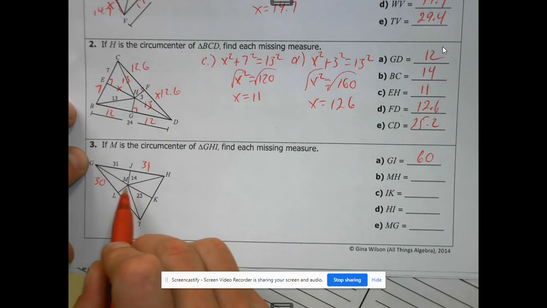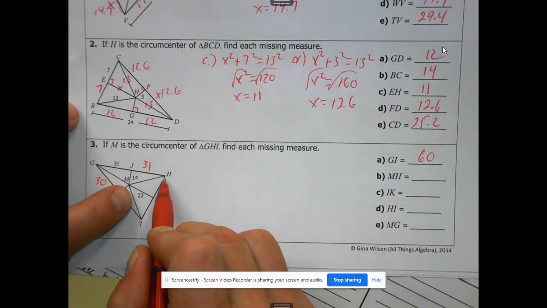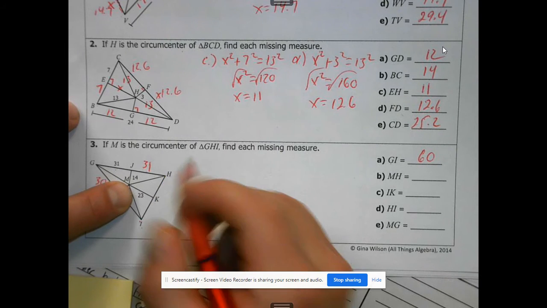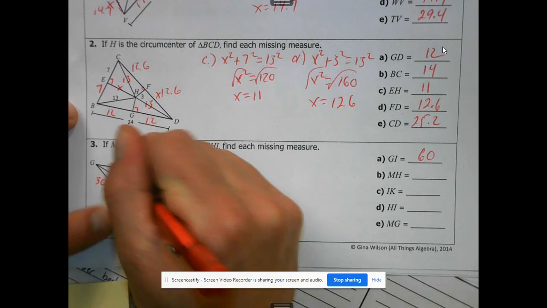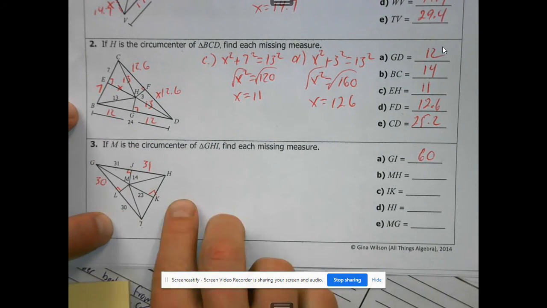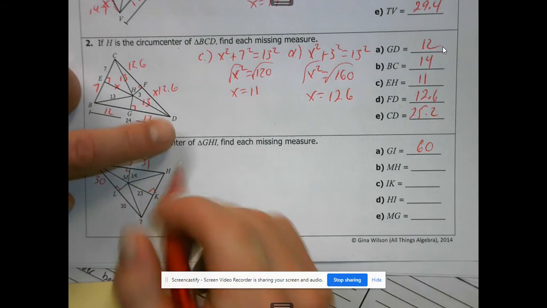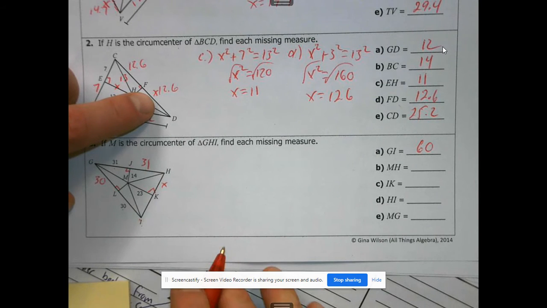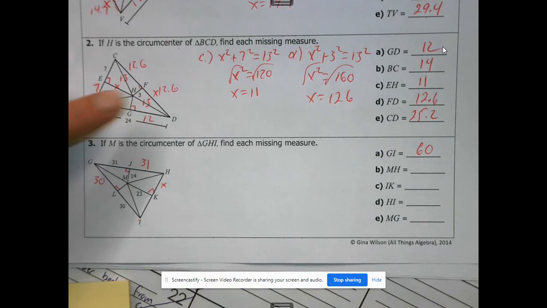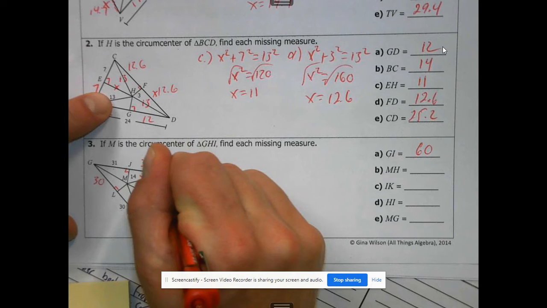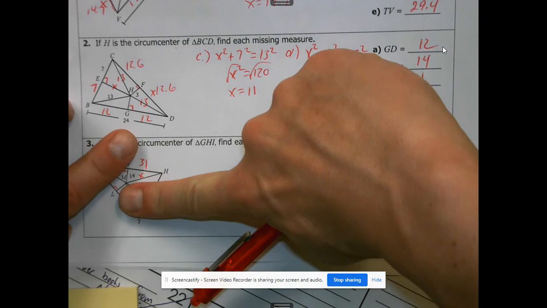M to H, this piece right here, we do not know. Forgot my 90s. All right, Pythagorean theorem, guys, right there. There's your triangle. We'll call this piece X. I'm sorry, M to H we have to find. My bad, right there. Here's your triangle right there.